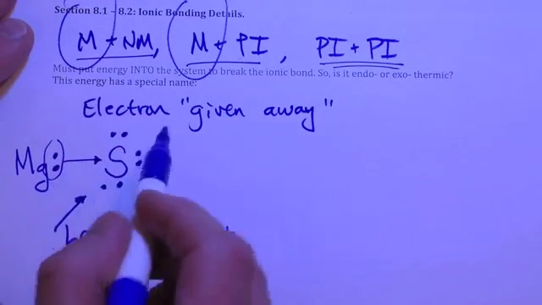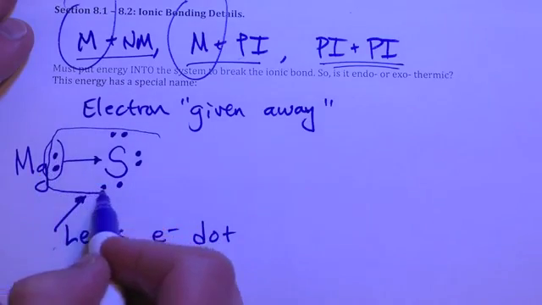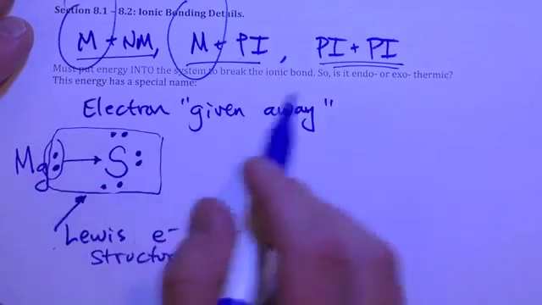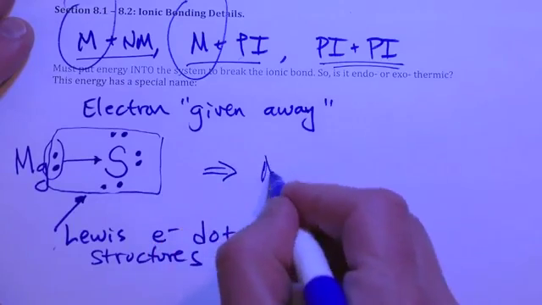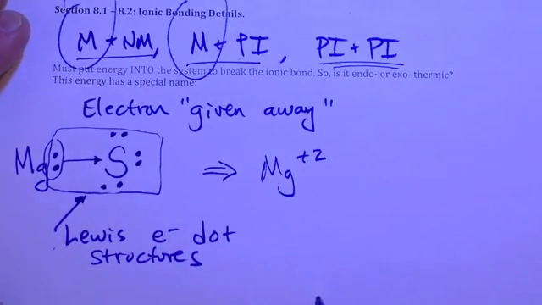And then these 2 electrons would give sulfur an octet of electrons, and magnesium would then become an Mg 2+ ion because it would have lost 2 electrons.